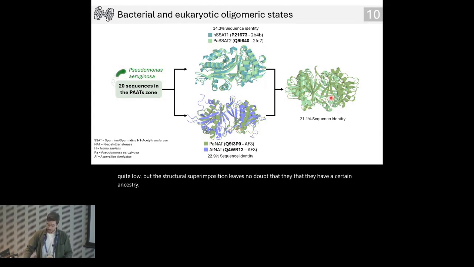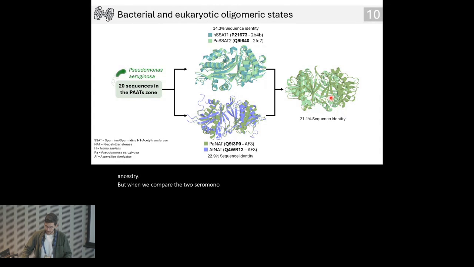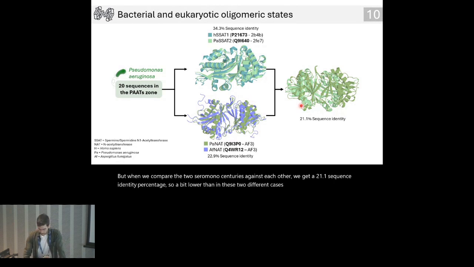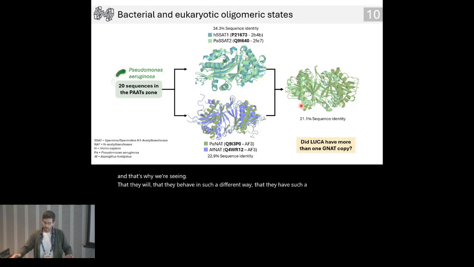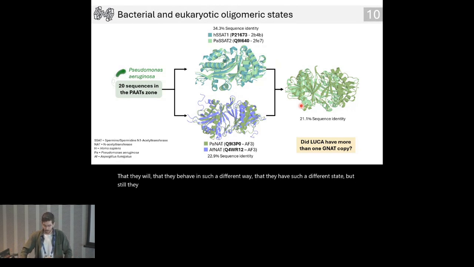But when we compare the 2 Pseudomonas entries against each other, we get a 21.1% sequence identity, so a bit lower than in these 2 different cases, which made us start to suspect that maybe LUCA, the last universal common ancestor, already had 2 copies, and that's why we're seeing that they behave in such a different way, that they have such a different oligomeric state, but still they have evolved to bind to the same substrate.